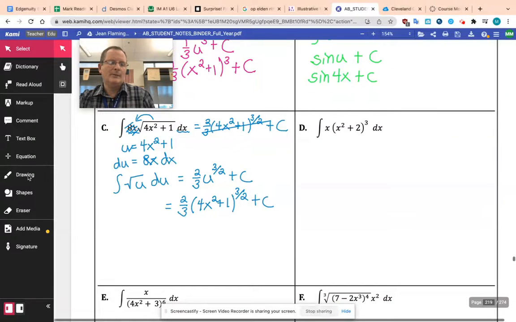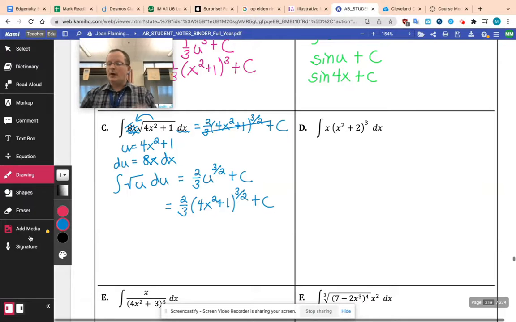Okay, this time I'm going to do it in reverse order. I'm going to talk about the pattern recognition first, and then I'll do u substitution second. Okay, and again, you can choose to do these any way you like. I'm very, very partial to the pattern recognition, but that's okay.